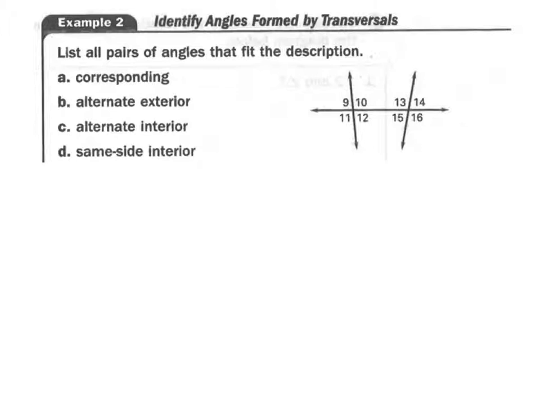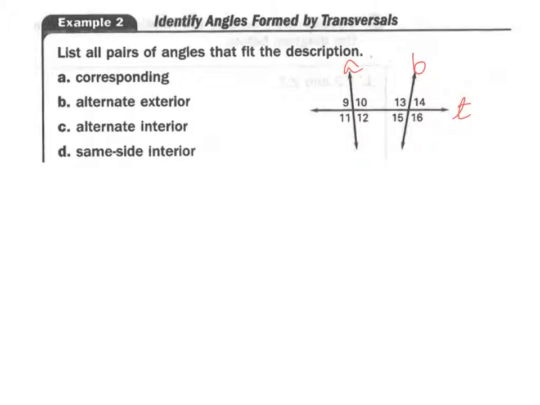Let's look at this one. We have to identify all pairs. For corresponding, first of all, we have to identify which is our transversal. In this case, our transversal is T here. I'll call this line A, this line B. Do not hesitate to spin the diagram around, whichever direction makes it look easier. For me, it's easier to look at the transversal and the angles when the transversal appears somewhat vertical.